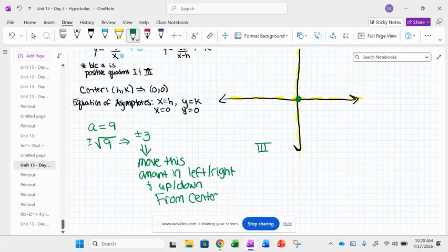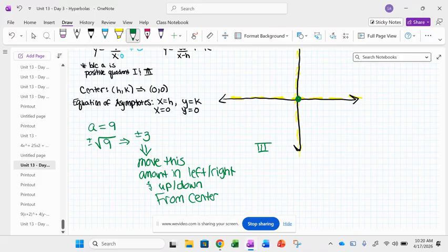Okay, so what does this mean? This means my center is 0, 0. And I know I have to be in quadrant 1 and in quadrant 3, right? So from this point, I'm going to move to be in quadrant 1. I'm going to move 3 to the right and 3 up.